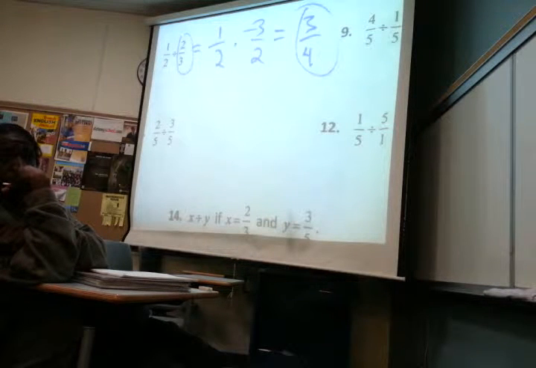Because what's 10 divided by 5 mean? I have 5 boxes and I want to put 10 things in all the 5 boxes. How much does each box get? 2. So somehow 10 divided by 1 half must be half a box gets 10 of them. So what's the whole box get? 20.